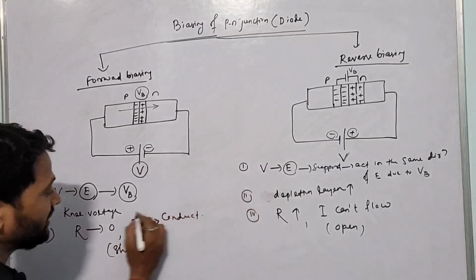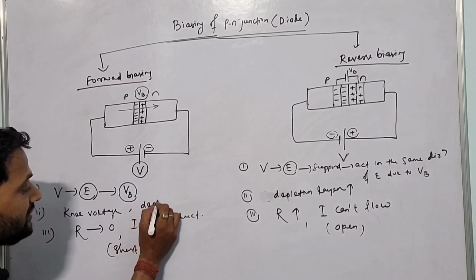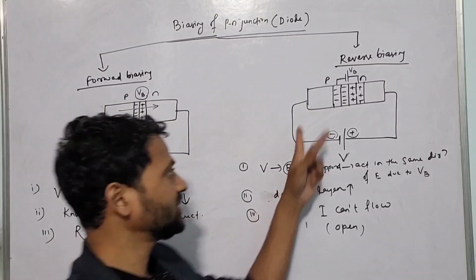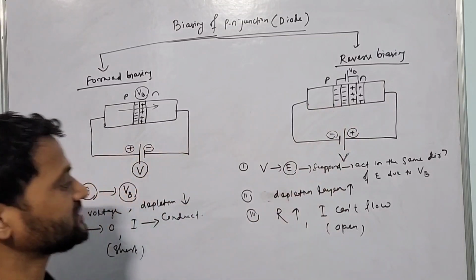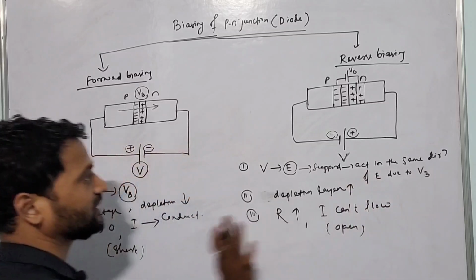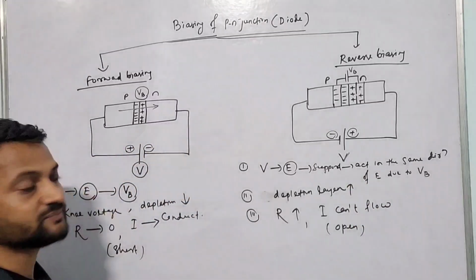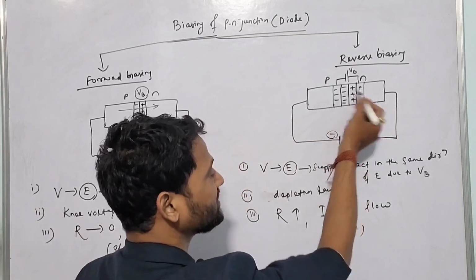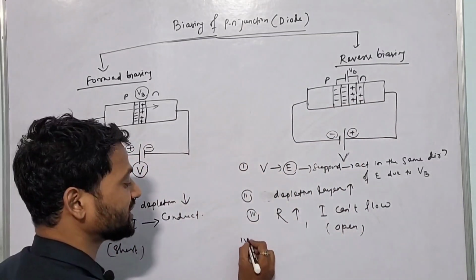Here, in forward bias, the width of the depletion layer decreases. But here, in reverse bias, the width of the depletion layer increases and R becomes more, so current cannot flow. It will act as an open circuit. But there is some leakage current that flows near the junction due to minority charge carriers.